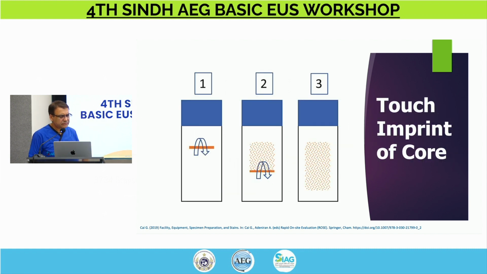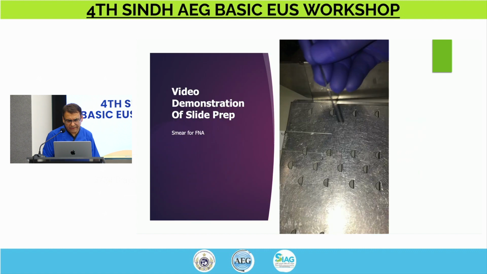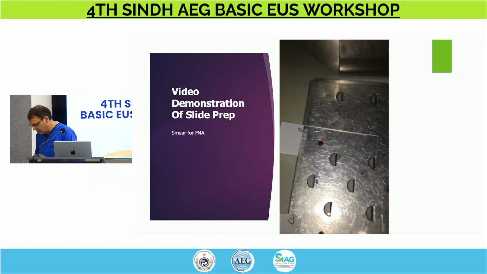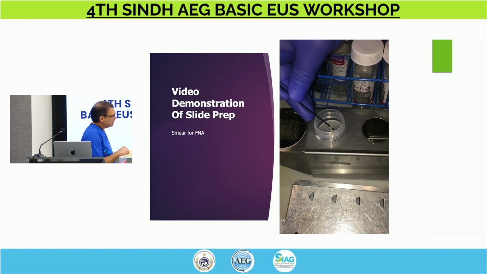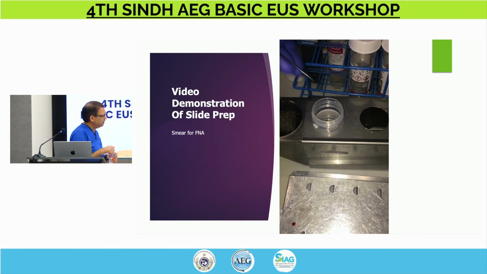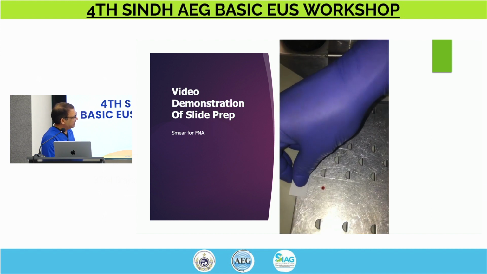Here, touch imprint. I think I mentioned that yesterday too. We talked about that. You put the specimen on there, and then you use a tweezer to either touch it or roll that specimen over the slide. So this is one of the examples of one slide prep. If you look at the specimen, it looks like blood in there, but you'll see it's a good specimen when you make the slide.